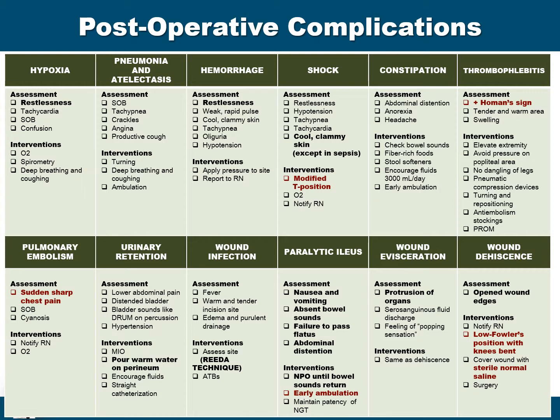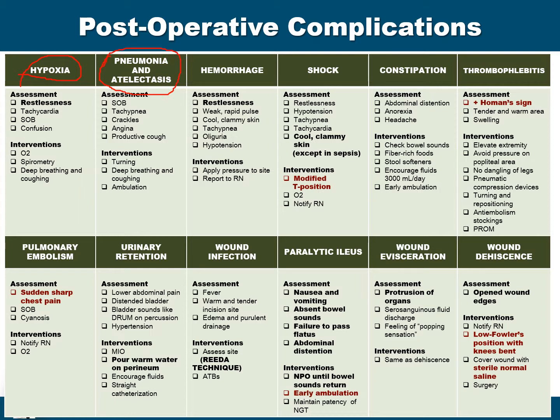So the first complication is going to be hypoxia. Our main assessment finding in hypoxia is going to be restlessness, tachycardia, shortness of breath, and then also confusion. Our main interventions will be providing the patient oxygen, the use of the spirometer, and also encouraging deep breathing and coughing.